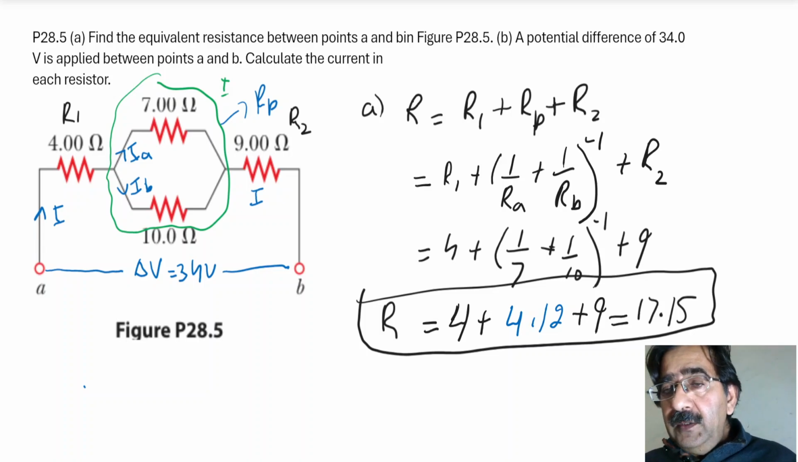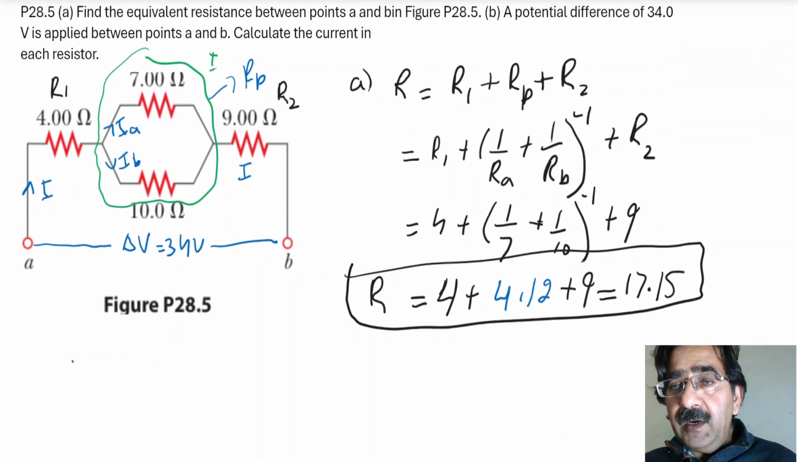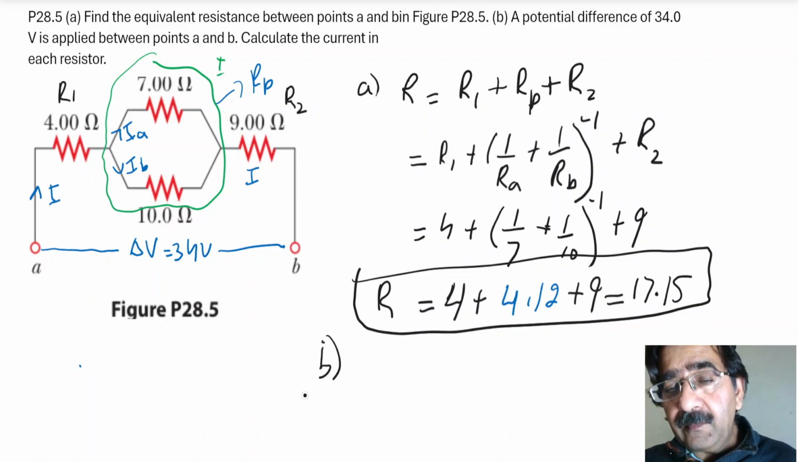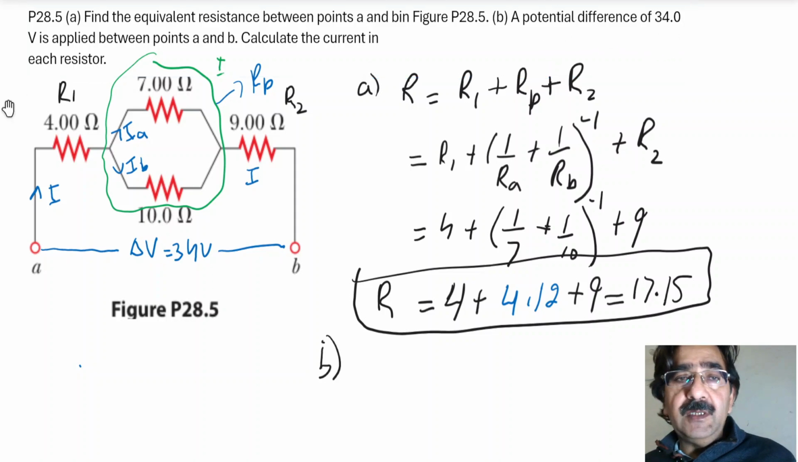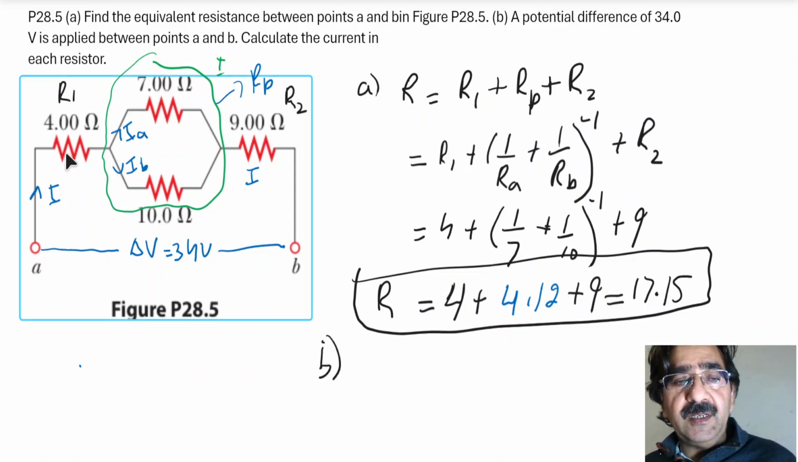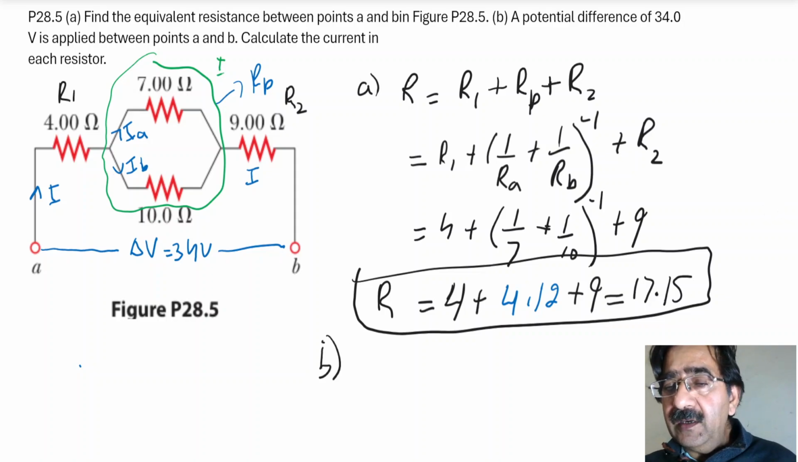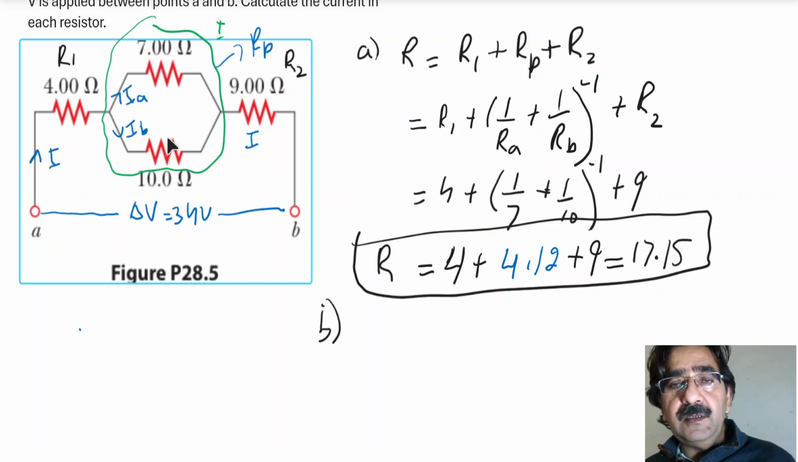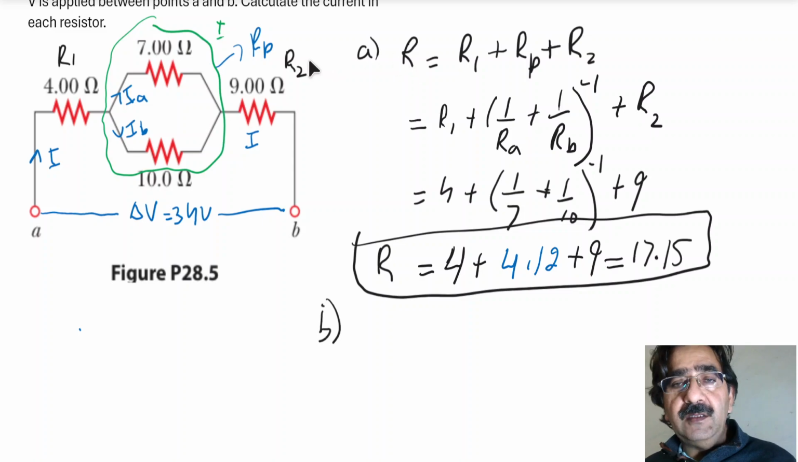Okay, so for part B, find the potential difference applied between A and B and calculate the current in each resistance. Firstly, I have to find the current passing through the 4 ohm resistor. I have to consider that the current I is passing through R1, R2, and the combination RP.